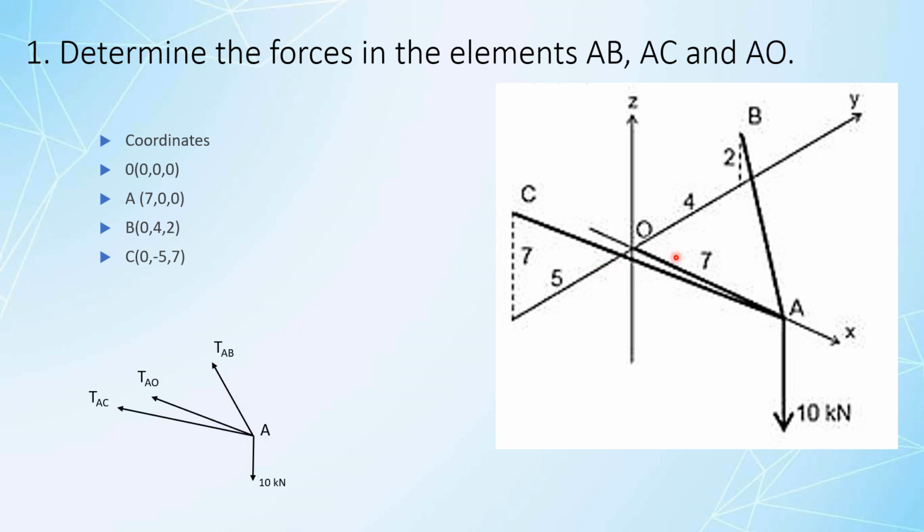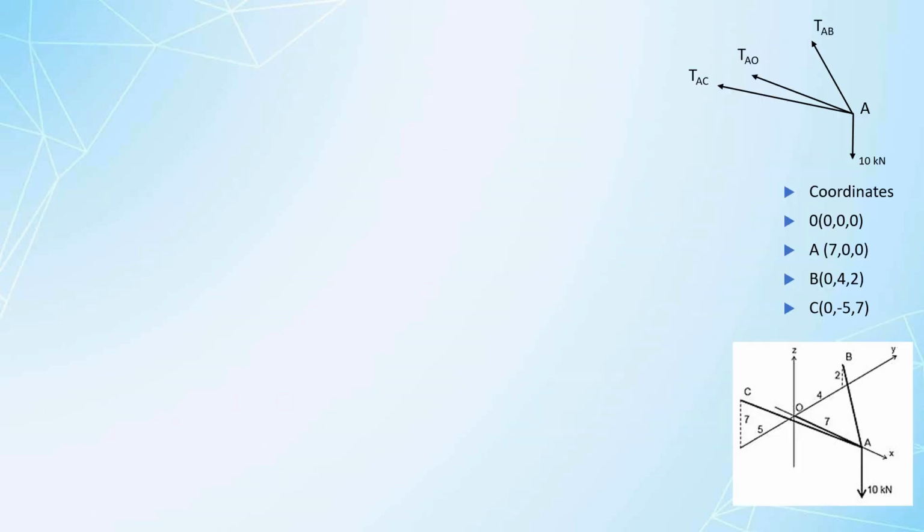Here we can take the forces in these three elements as tension forces. So we can mark away from point A. So this is the direction of TAB, this is the direction of TAO, and this is the direction of TAC. And obviously 10 kilonewton is acting downward like this. So this is the force diagram. Now we are going to write the force vectors by looking at these two diagrams and the coordinates. Here I have the force diagram, the coordinates, and the question figure.